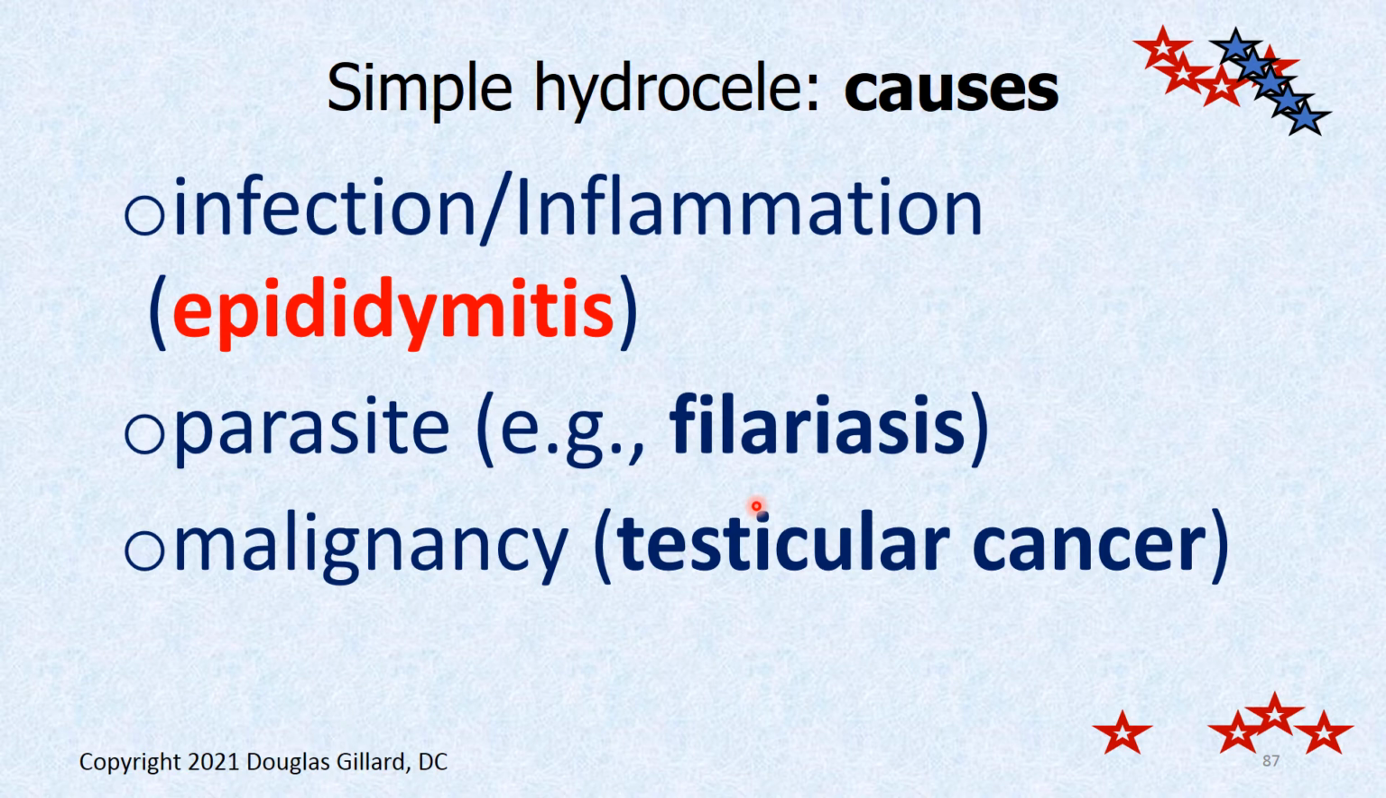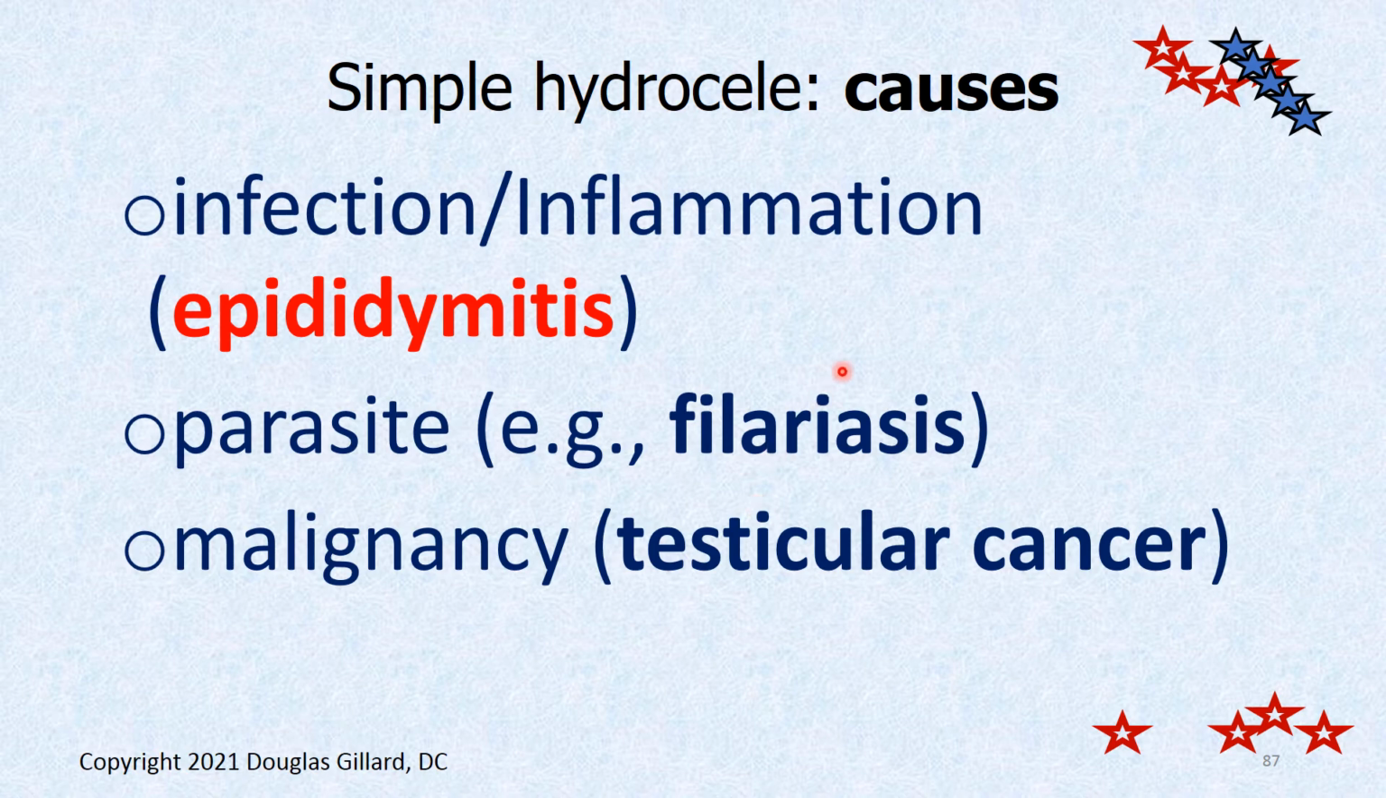So what are some of the causes of simple hydrocele? Epididymitis is classic. It's an inflammation of the epididymis. You can have filariasis. We already know filariasis loves the lymph system. What's the mechanism? I'm not even going to write that down. I assume you know what the mechanism is.